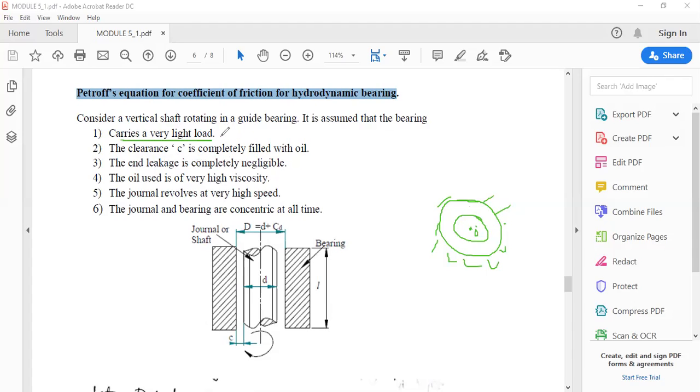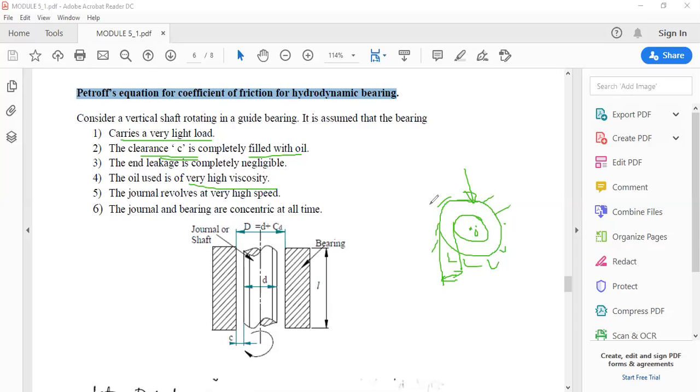But in the actual practical case, there is a small amount of load that is acting on the bearing, which is called a radial load here. And the clearance C is completely filled with the oil. That means this particular gap is completely filled with the oil or the lubricant, and end leakage is completely negligible. There is no side leakage, and the oil used is of very high viscosity.